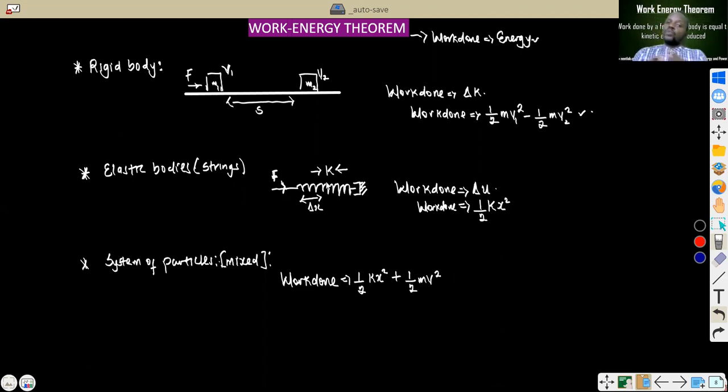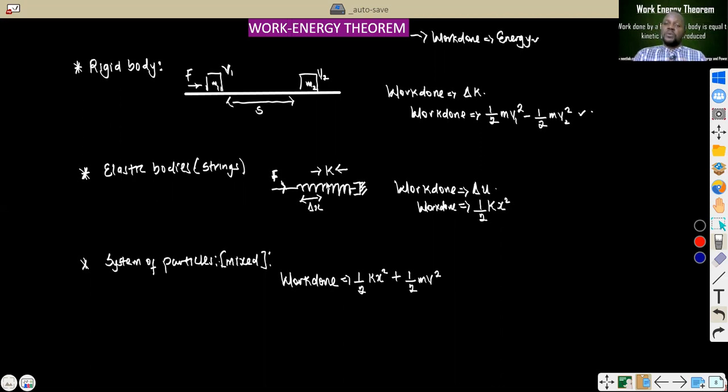So work can be equal to energy, and when we relate work with energy, we call that particular phenomenon the work energy theorem. If you are asked to define the work energy theorem, you can't just say there's a situation whereby the force on the body is equal to the kinetic energy produced.